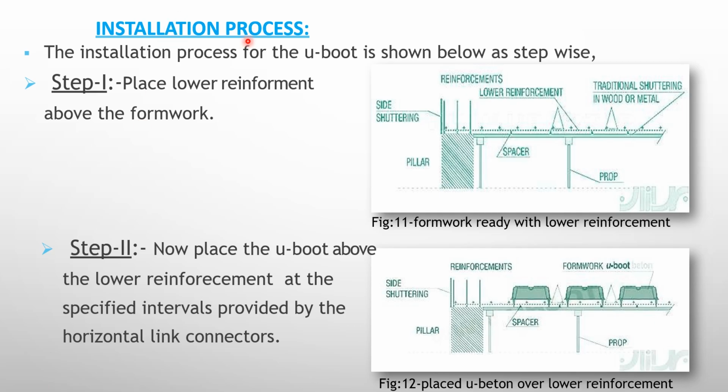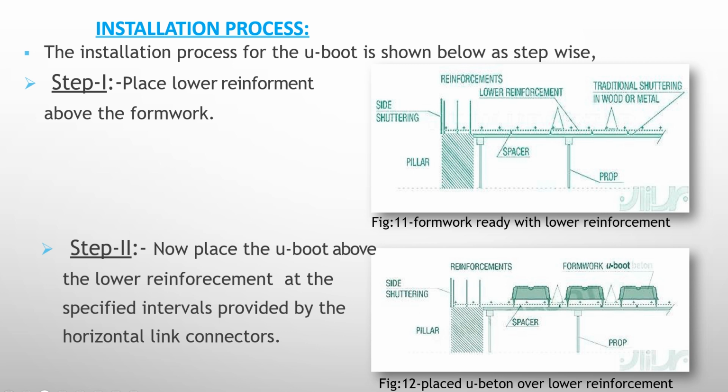Then let us look at the installation process. The installation process for the U-Boot is stepwise. In step 1, we place the lower reinforcement above the formwork. As you can see here, this is the formwork, and above this is the lower reinforcement. Then step 2 is to place the U-Boot. These U-Boots are placed above the lower reinforcement at specified intervals, meaning at specified gaps, with horizontal linkers. Connectors are used to link them.